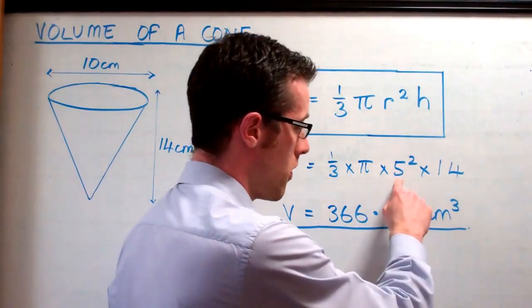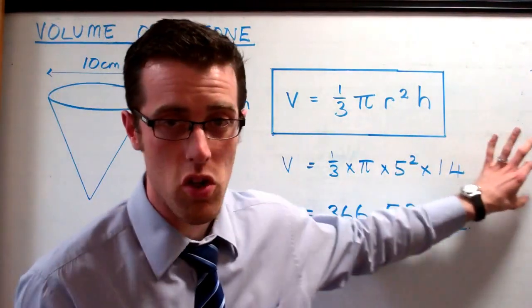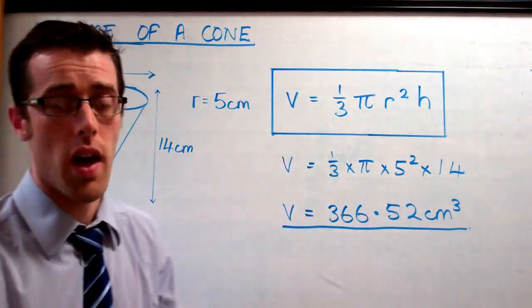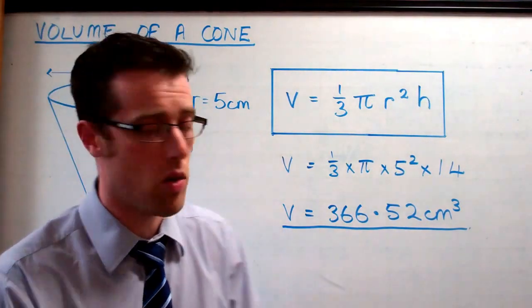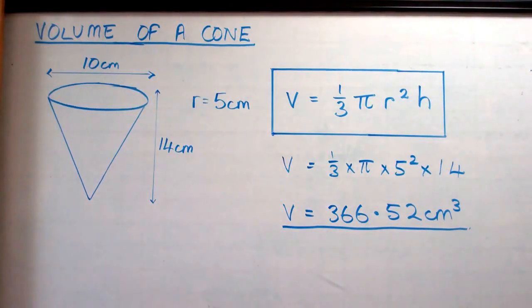Put our numbers in, so 5 squared and 14, and then we can work this out. Remember, you can put this straight into your calculator, or you can do it in bits, whatever way you think suits you the best. Alright, you get the final answer 366.52. Alright, so that's volume of a sphere example.